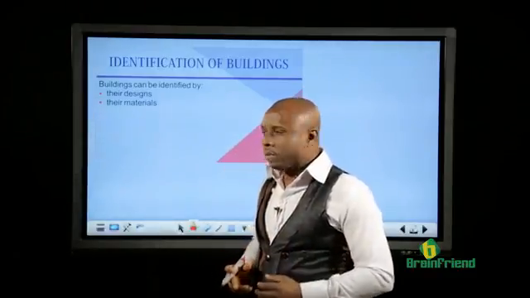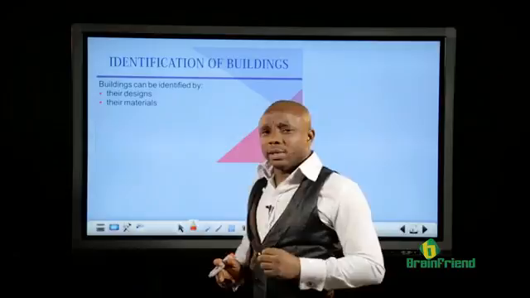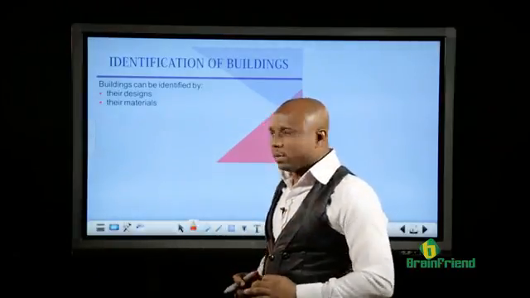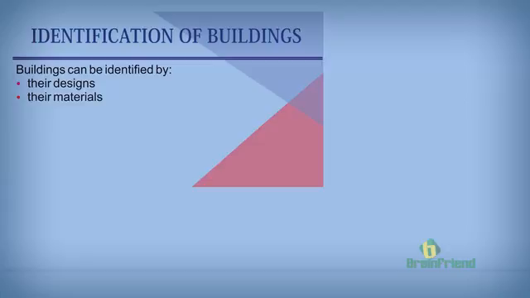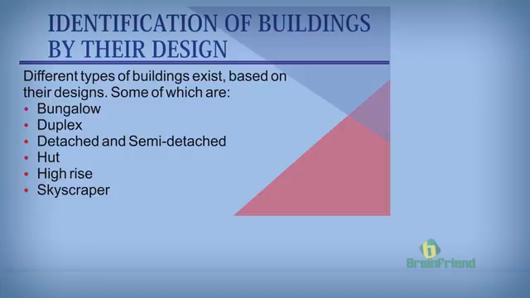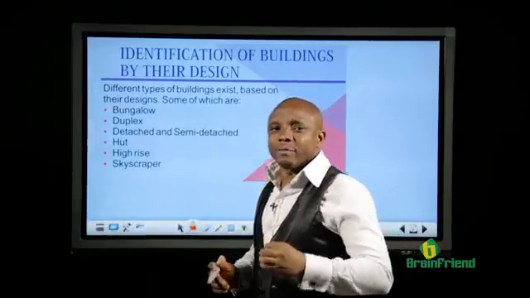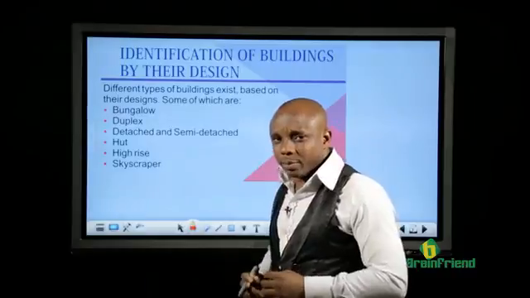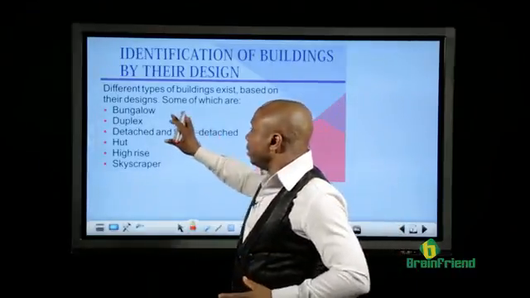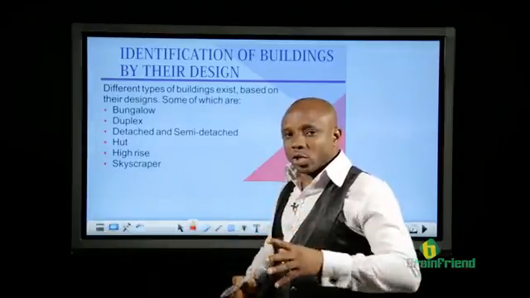Now, we need to be able to identify buildings. There are two ways that we can identify our buildings. First, we can identify buildings by their designs, the way they are designed. And then secondly, we can identify buildings by the kind of materials used to erect them. We said buildings are identified based on their construction designs and the kind of materials that are used to erect them. So first, we're going to discuss the buildings according to their construction designs.